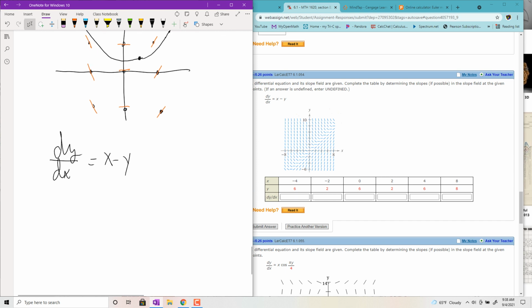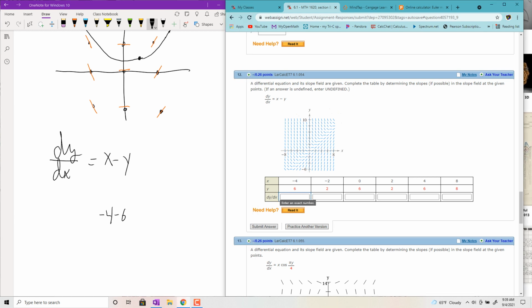So at every point they give you negative 4, 6, you're plugging it into this thing. So the first one, negative 4 minus 6 would be negative 10. And then the negative 2 minus 2 would be negative 4. And then 0 minus 6 is negative 6. 2 minus 2 is 0. 4 minus 6, negative 2. 8 minus 8 is 0 again.